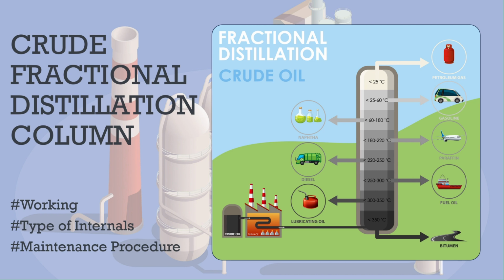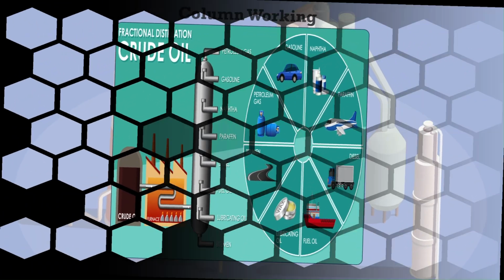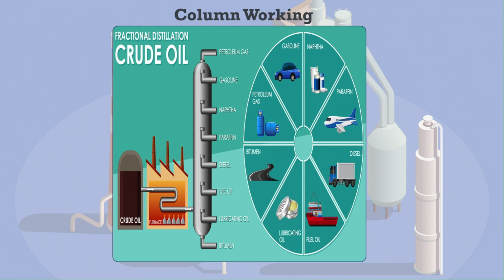Fractionating columns, also known as fractional distillation columns, are essential equipment in oil refineries used to separate crude oil into its component parts or fractions based on differences in boiling points. The process is called fractional distillation and is the first and most important step in refining crude oil. Let us see how a fractionating column works in a refinery.